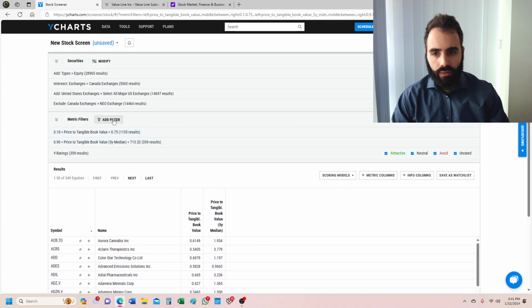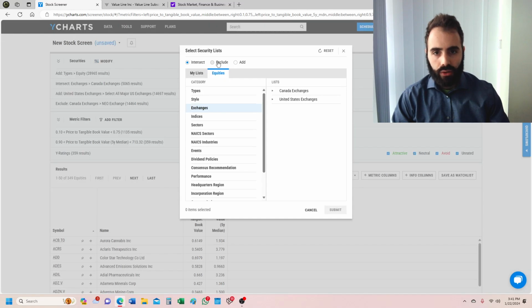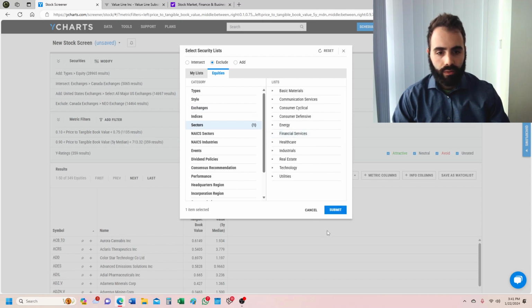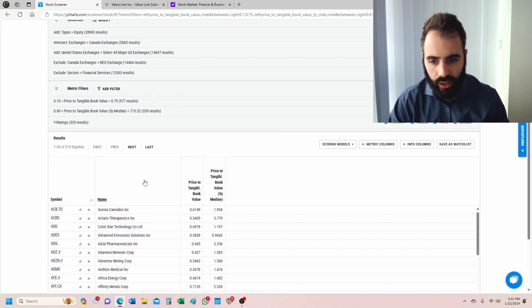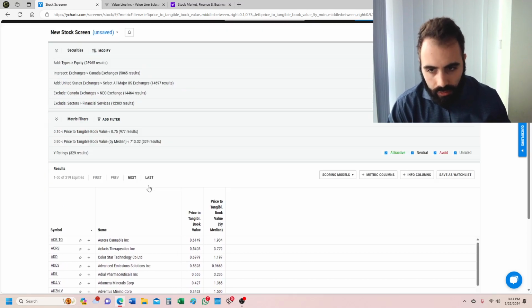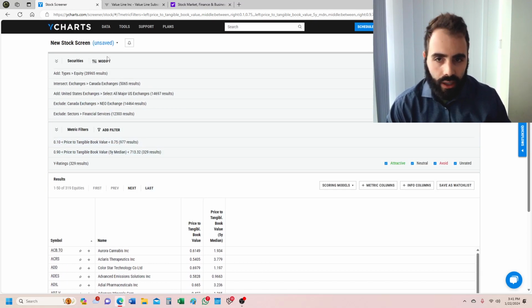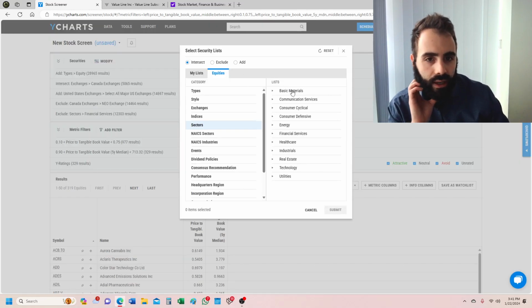Some other things that I'll look for in my screener: I want to exclude certain sectors. The sectors that I typically exclude right away are financials, so banks and insurance companies, just because they're definitely outside of my circle of competence. I also tend to exclude mining companies now, or basic materials.